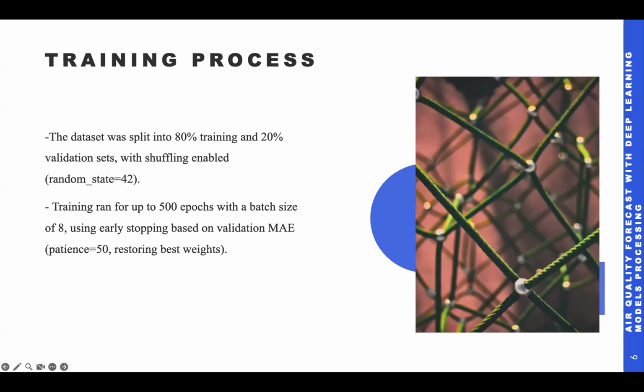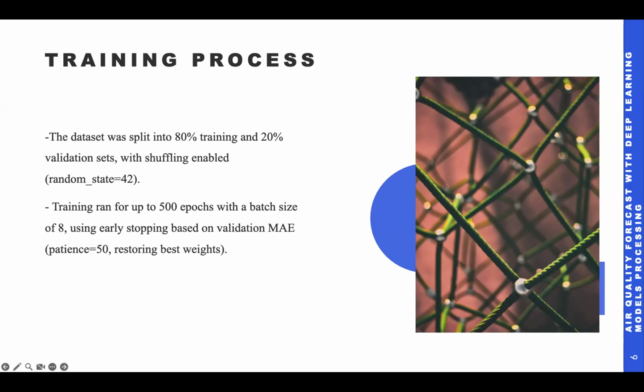As for the training process, we split the data into 80% for training and 20% for validation. We made sure to shuffle it with a random state, and we trained the model for a maximum of 500 epochs with a batch size of 8. So it doesn't go over some variables, and it doesn't give us issues.